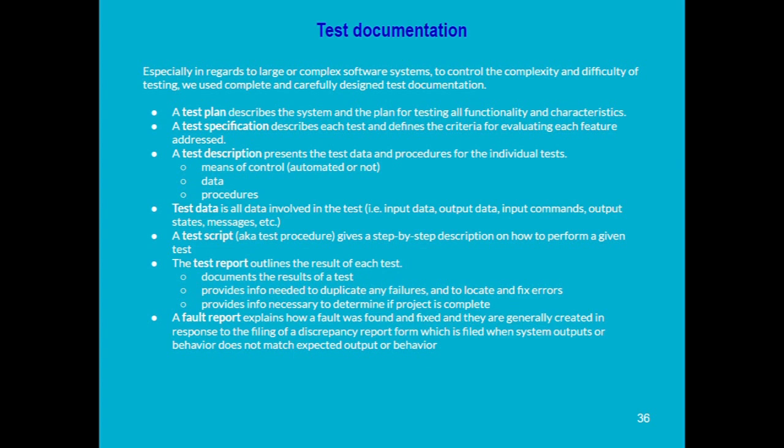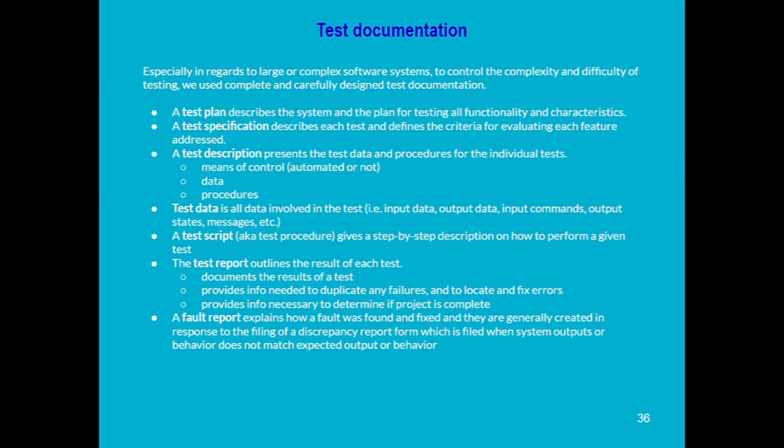A test description presents the test data and procedures for the individual test. This includes a means of control, automated or not, data, and procedures. Test data is all data involved in the test, whether it's input commands, output states, messages, etc. A test script, or test procedure, gives a step-by-step description on how to perform a given test so that anybody could replicate it. The test report outlines the results of each test.